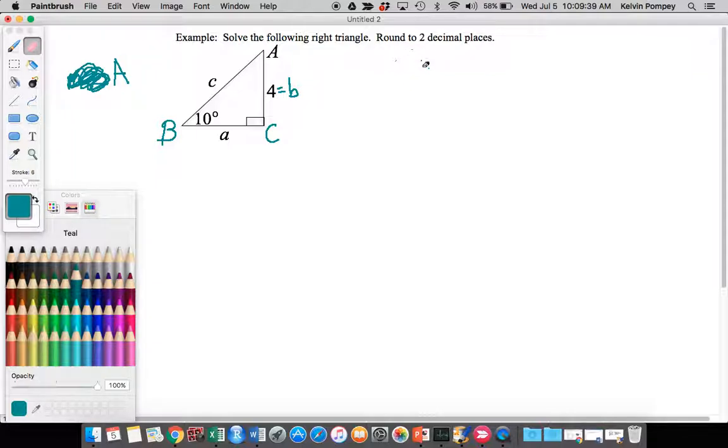But the first thing I'm going to do is find the measure of angle A. I'm going to use the fact that angle A and angle B are complementary angles. So the measure of angle A is going to be 90 degrees minus 10 degrees, which is 80 degrees. And so now I know all my angles. This one's 90 because that's the right angle. That one's 10, that one's 80.